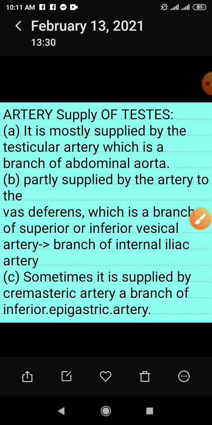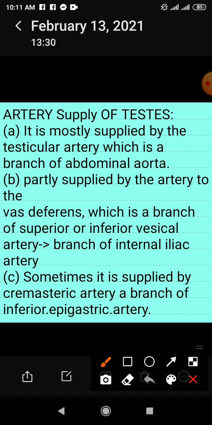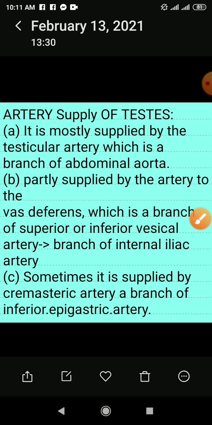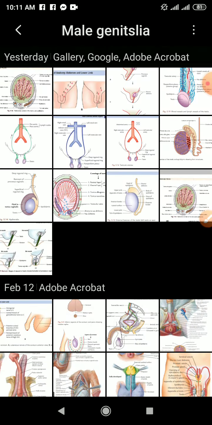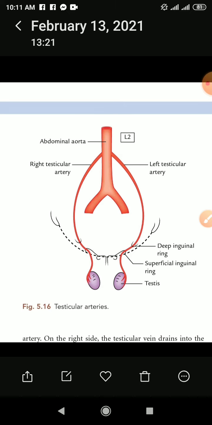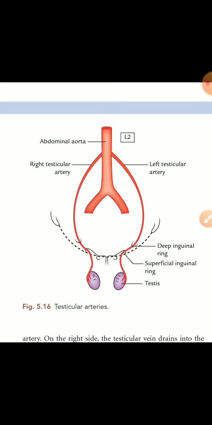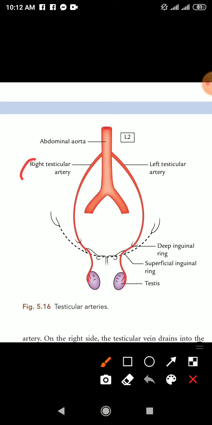And partly they are supplied by the artery to the vas deferens, and sometimes by the cremasteric artery. So this is the testicular artery, right and left. Look at that, they are coming from the lateral side of the abdominal aorta, so they are the lateral branches of the abdominal aorta.